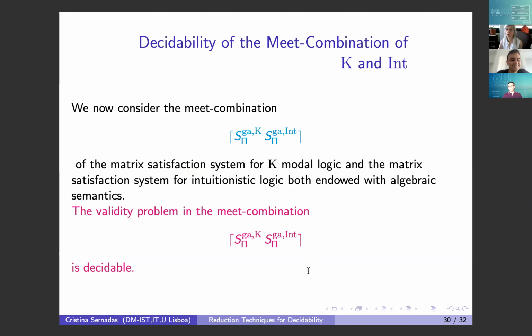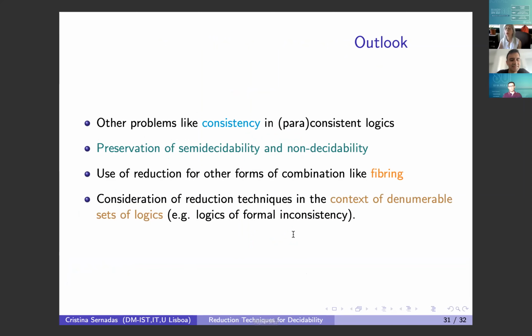So, for example, you can put together modal logic K and intuitionistic logic. Both of them are decidable. And so you get that the validity problem for the combination of these two is also decidable. Okay?